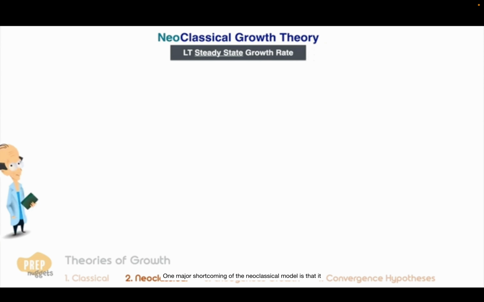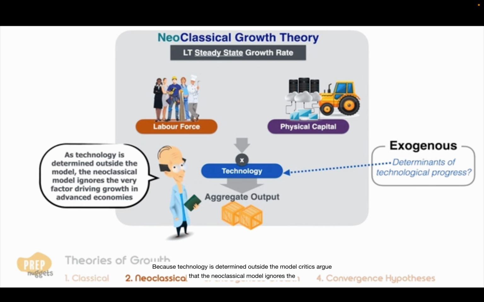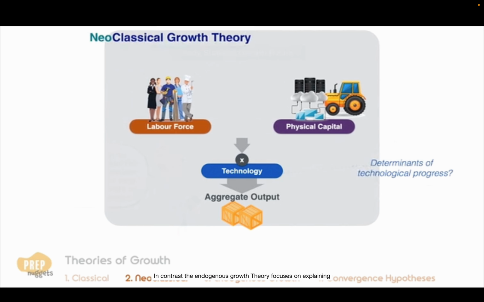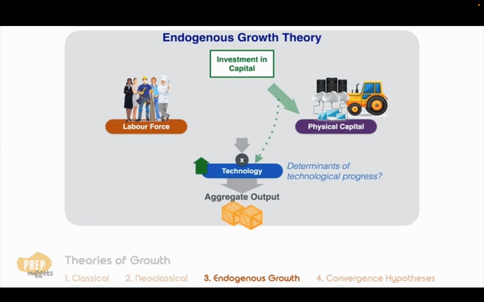One major shortcoming of the neoclassical model is that it does not explicitly explain the economic determinants of technological progress or how TFP changes over time. Because technology is determined outside the model, critics argue that the neoclassical model ignores the very factor driving growth in advanced economies. In contrast, the endogenous growth theory focuses on explaining technological progress within the model rather than treating it as exogenous. Under this theory, investment in capital can affect a permanent increase in the rate of growth.